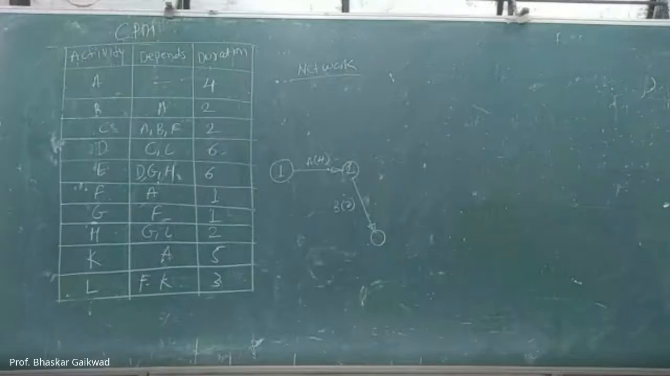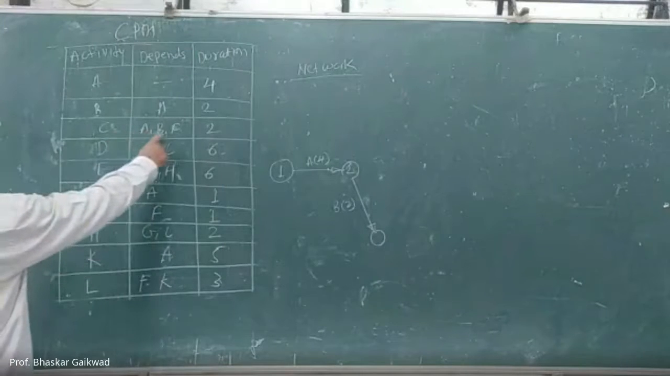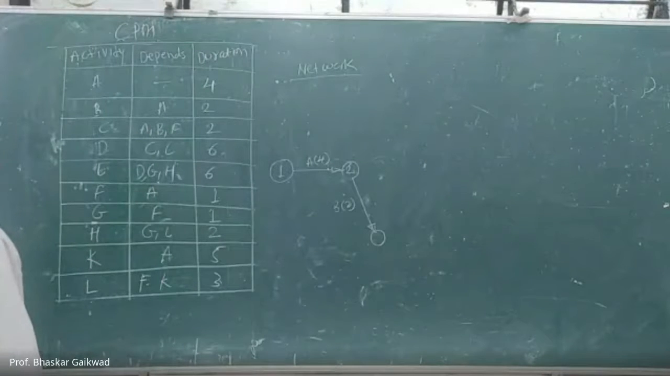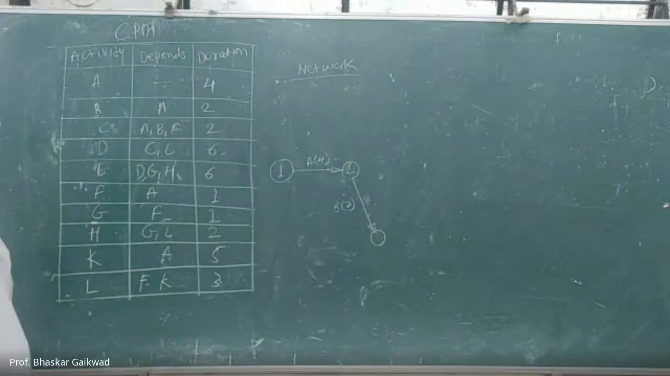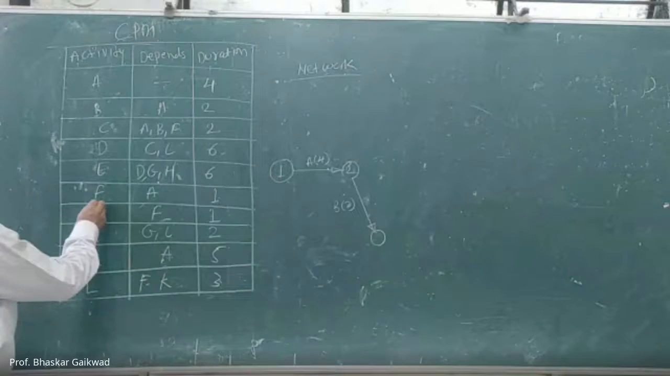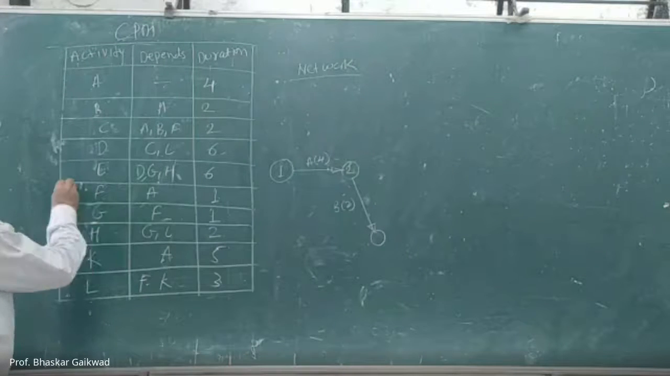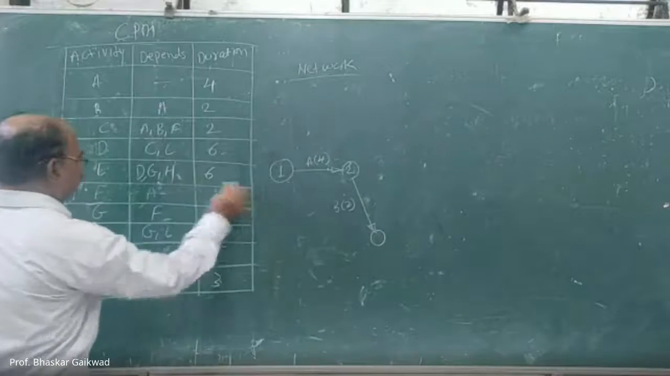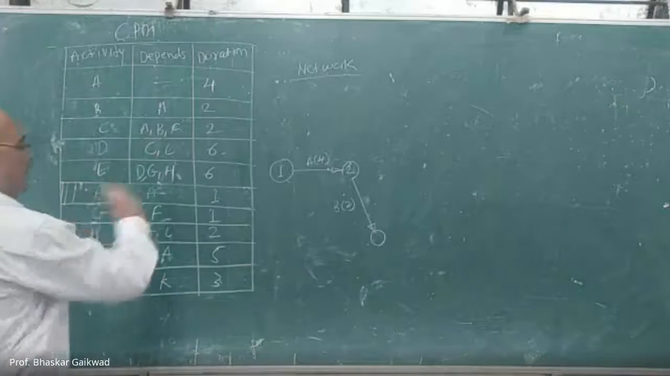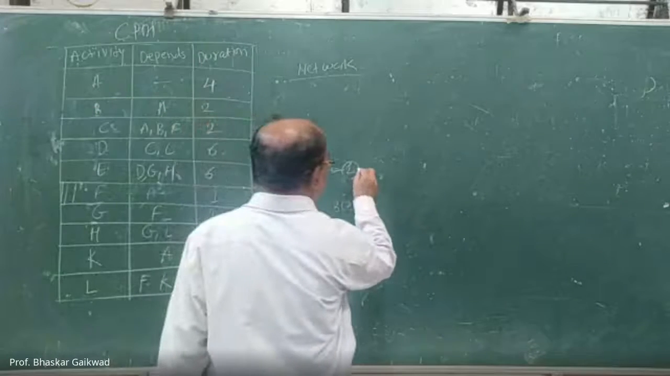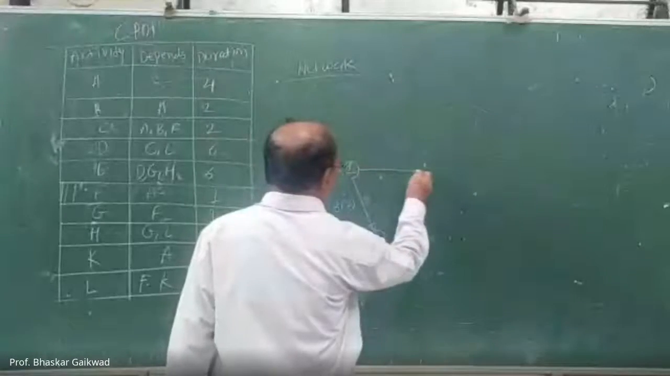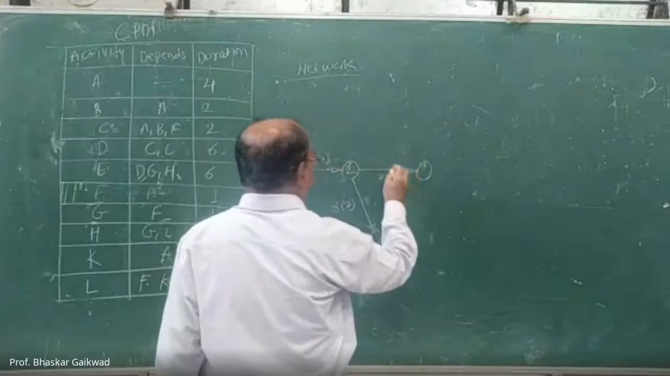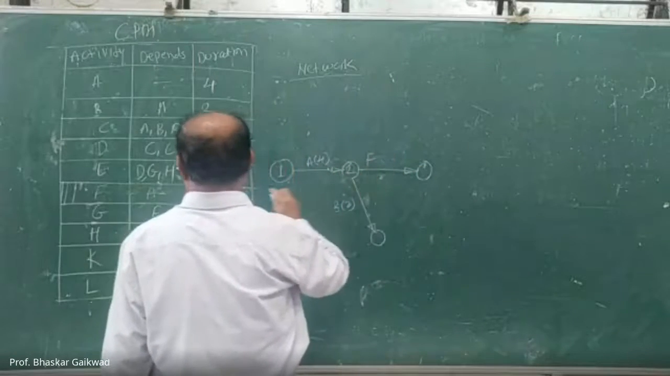After this, next C will start from A, B and F. Now where is F? F is here. So this activity you have to consider first. F will start from A. So this is F. Duration of F is 1.